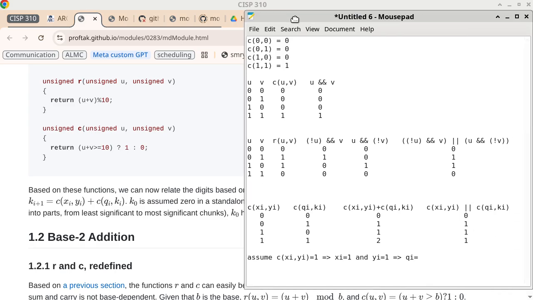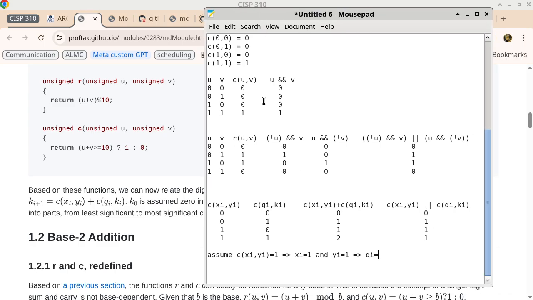Q of I is R of XI, YI. If both of them are ones, according to this table here, the R of 1, 1 is a 0. So we know that Q of I has to be a 0. Is that making sense so far? Okay, all right. And what is that going to buy us?